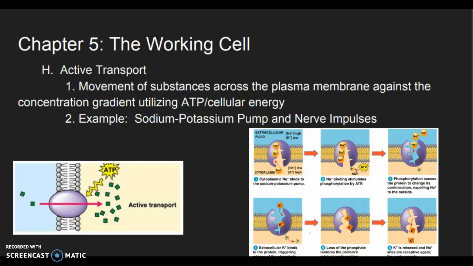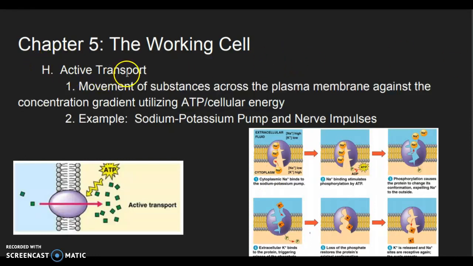Now whenever sodium binds to this protein, it stimulates phosphorylation by ATP. Now, a phosphate group will then bind to the protein, which will release the sodium ions outwards. Now, in order to get this protein back to its original state, the extracellular potassium is going to bind to the protein, and this triggers the release of the phosphate group. Now, since this phosphate group has been released, the potassium particles as well will get inside of the cell, and now this protein is back to its original state because that phosphate that was originally attached here is now gone.